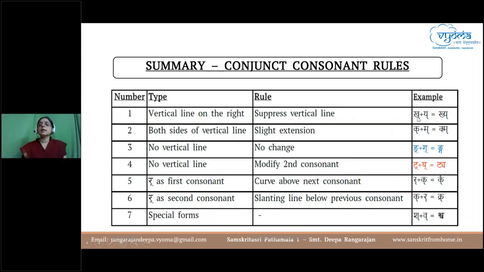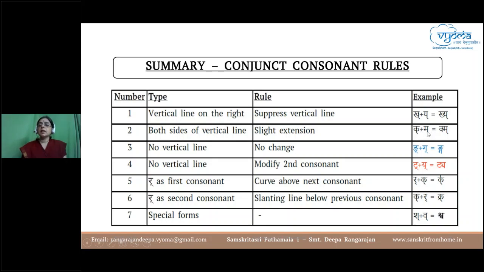Example, kh plus y is khya. Khakara, yakara together. The vertical line of the khakara, which is at the end, has been suppressed to combine it with the yakara. Next is when there are strokes on both sides of the vertical line. The examples of such consonants are kakara and phakara, the second pha of the pavarga. For that, you have a small extension on the right hand side and combine it with the next consonant.